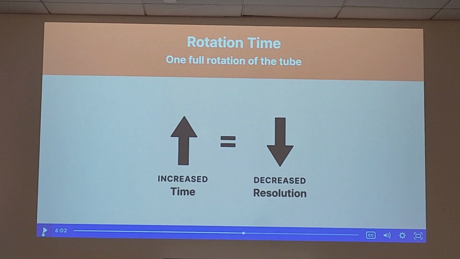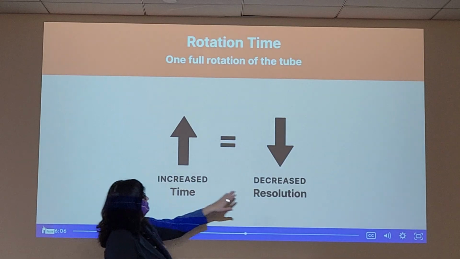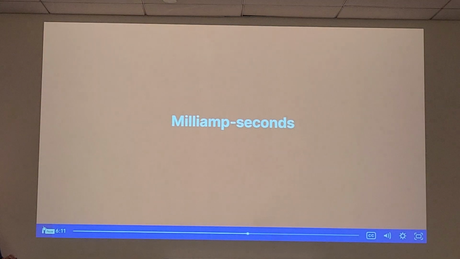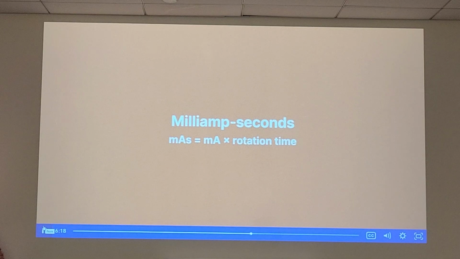That's what you hear. Increasing rotation time allows for patient movement during the scan. When we combine MA and rotation time together, we get another technical factor that we refer to as mAs, the milliamperage seconds. Just like general radiography, the mAs is equal to the MA multiplied by the rotation time. There is a reciprocal relationship between MA and time. If the rotation time is reduced by half, then the MA must be doubled to retain the same photon intensity.